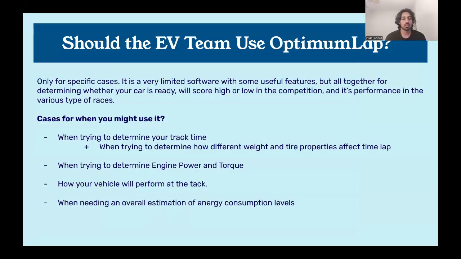So, final question, I guess, is should the EV team use OptimumLab? We've come to the conclusion through our optimizations and results of our current design that it can be useful, but only in specific cases. When trying to determine your track time would be a good way to use OptimumLab. Also, when trying to determine your engine power and torque or how your vehicle will perform at the track. And when needing an overall estimation of energy consumption levels, it is a good resource to use.